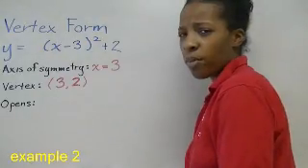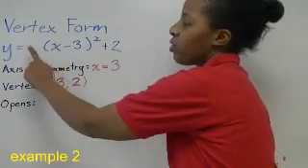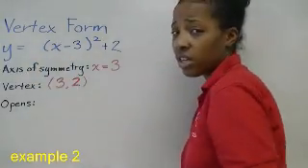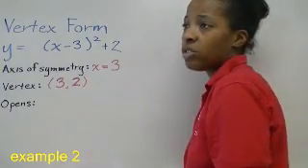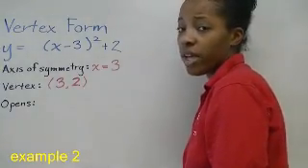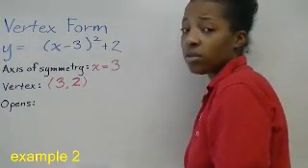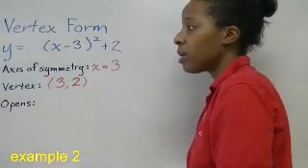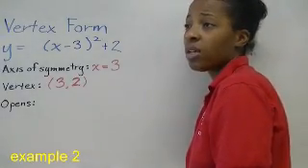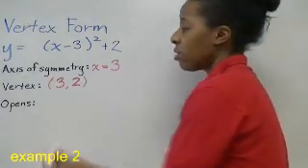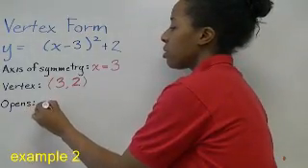Which way does this graph open? Where does the a value go? There's nothing there. But remember, just because there's nothing there, it doesn't mean there's no value there. If it was 0, we would have 0 there. But there's an invisible 1. And since 1 is greater than 0, this graph opens upward.